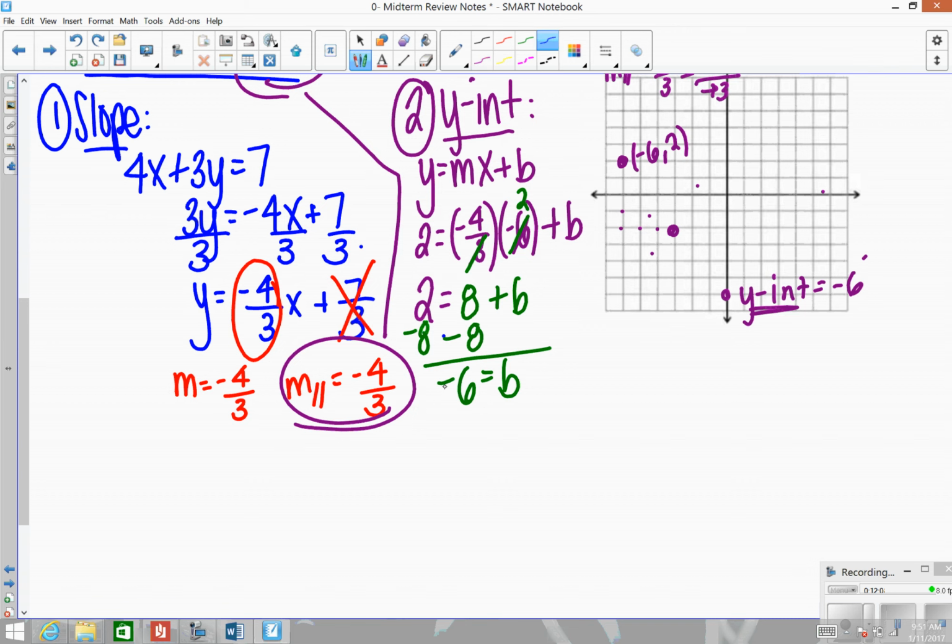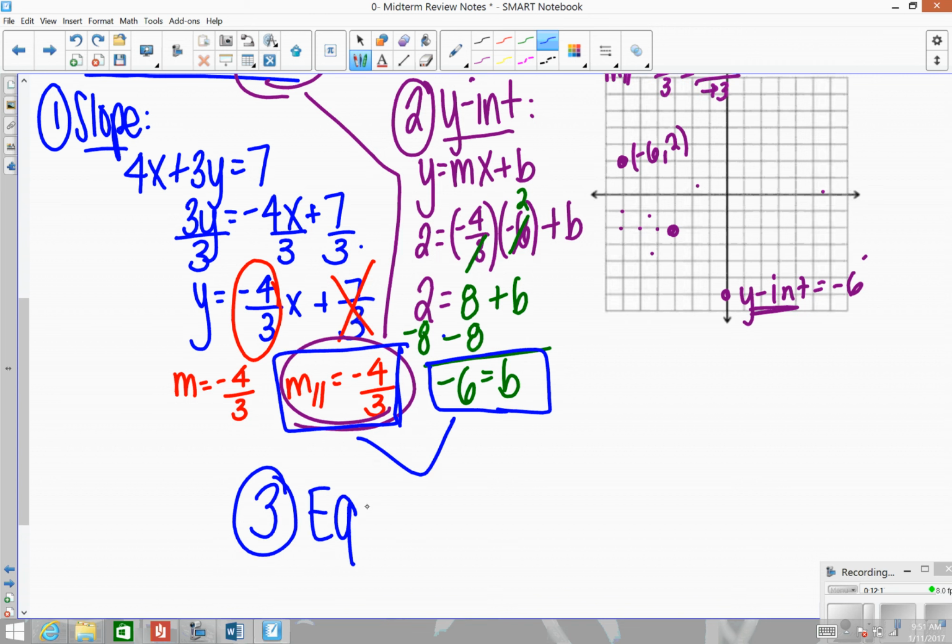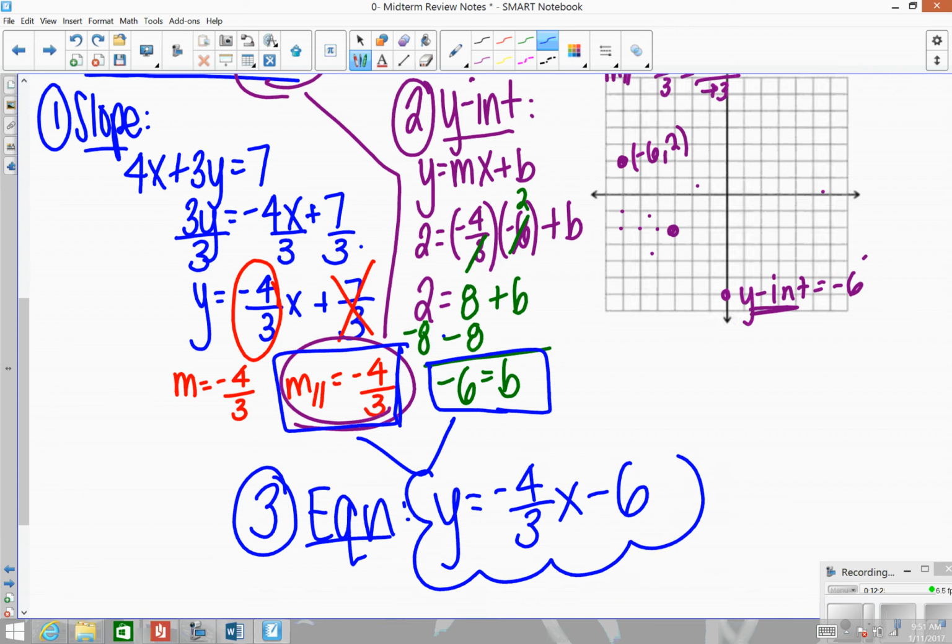But once you have your y-intercept and once you have your slope, you take those two things and your third step is going to be to write your equation. So your equation is going to be y equals negative 4/3 x minus 6. And that's your answer for this question.